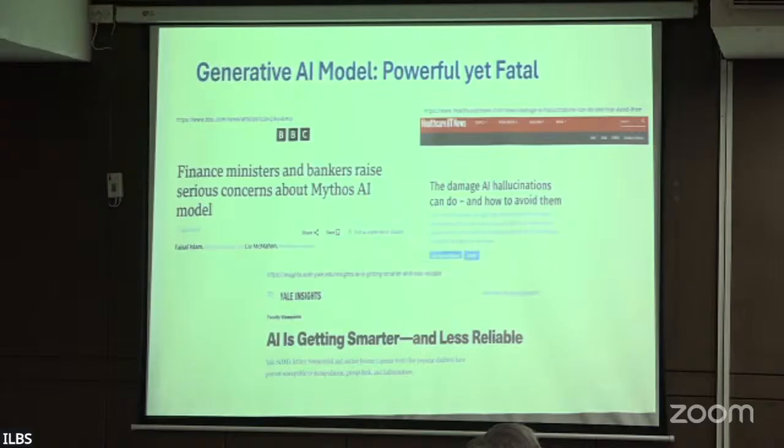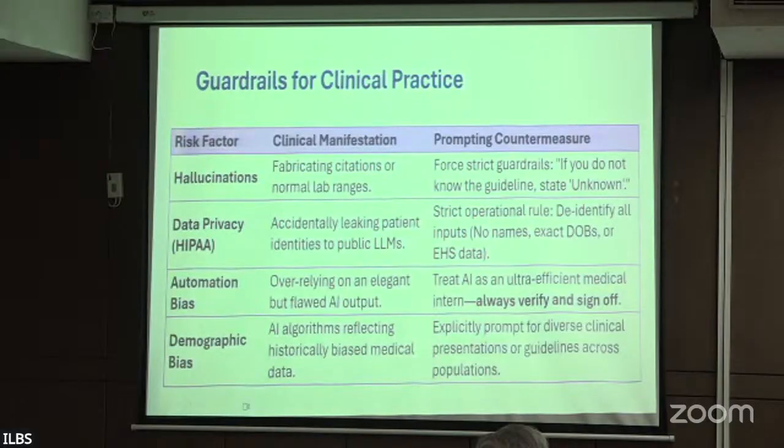So one caution: it's very powerful, but it can be very fatal. Financial mistakes, serious concerns in banking, damage from AI hallucination, or AI getting smarter but less reliable. All these have been in the news in the past few years. So there are a lot of concerns also. In healthcare, it is more important to be very cautious.